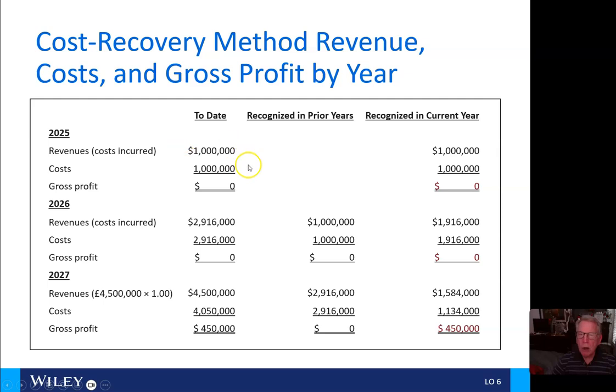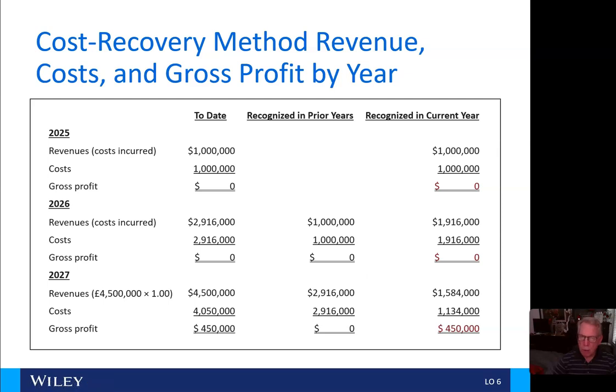All right, so here is an example of this, and I think it's pretty obvious what they've done here. Here's our revenues, our costs, our gross profit. Revenues, costs incurred, cost, and gross profit. And finally, at the end of the progress here, we have $4.5 million less $4,050,000, or gross profit of $450,000. So this is a little bit different, as you see by this example, how we get to our final $450,000 in the current year, and what we've recognized here in prior years.